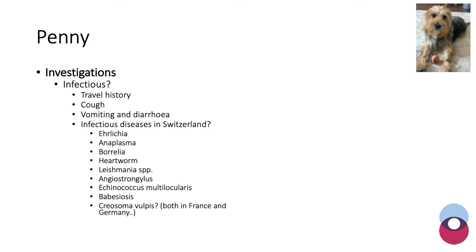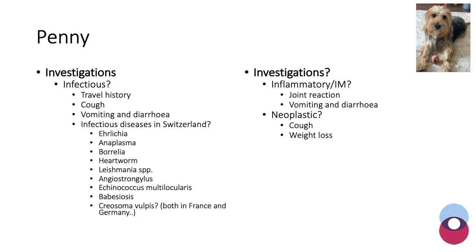The investigations we planned were considered based on her history, thinking into the groups we talked about before. Could it be infectious, inflammatory, immune-mediated, or neoplastic? Considering that she had a travel history, a cough, vomiting and diarrhea, we wanted to look into infectious diseases found in Switzerland. They have Ehrlichia, Anaplasma, Borrelia, heartworm, Leishmania, Angiostrongylus, Echinococcus multilocularis, Babesia, and potentially Crenosoma vulpis, the lungworm, which is found bordering Switzerland, in both France and Germany.